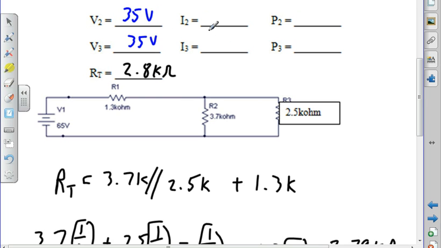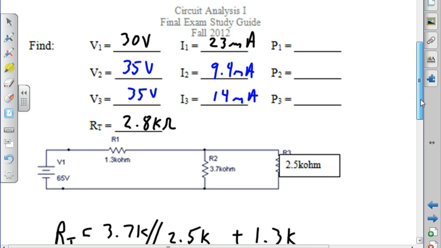35 volts. My current is voltage divided by resistance. 35 divided by 3.7, 9.4 milliamps. My voltage divided by resistance, 35 over 2.5, 14 milliamps. I add them together, I get 23.4, which is okay, because I have 23.